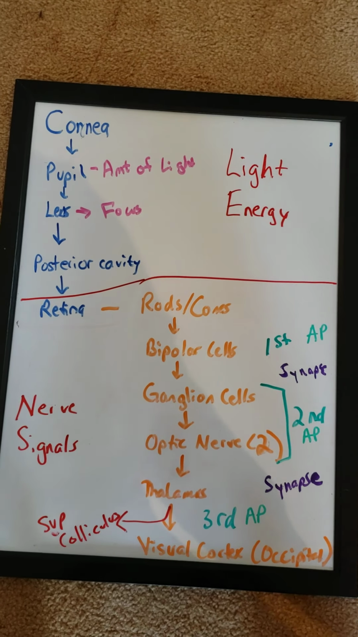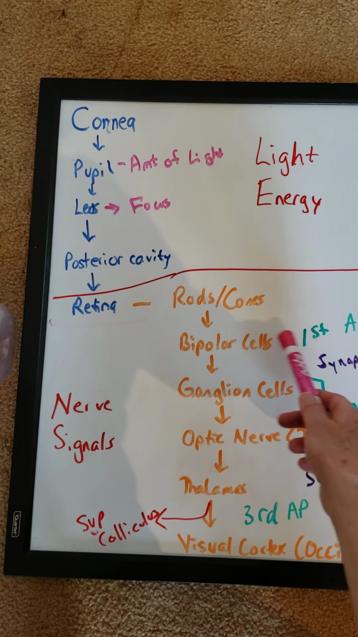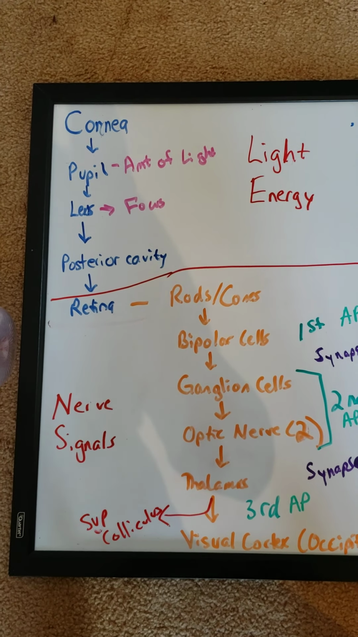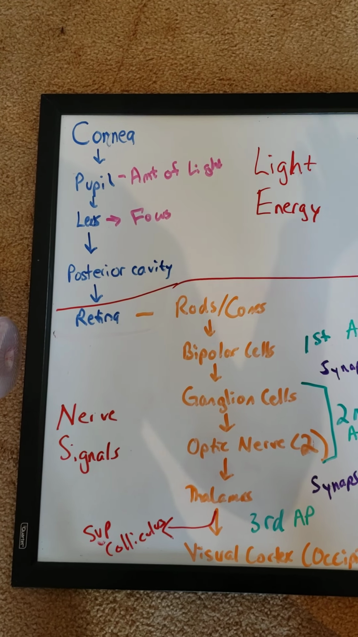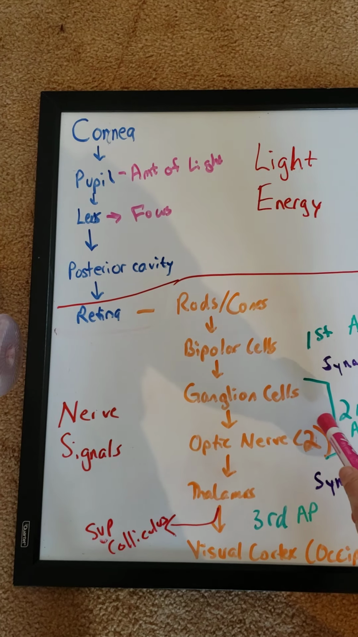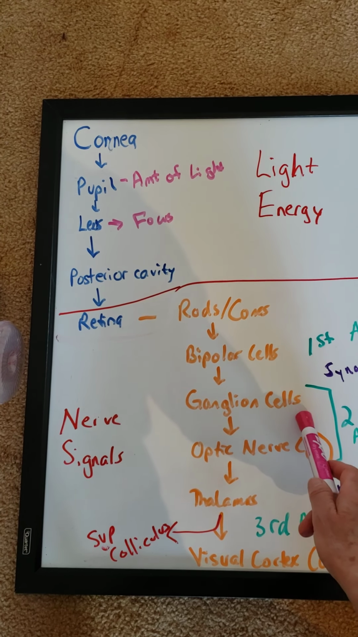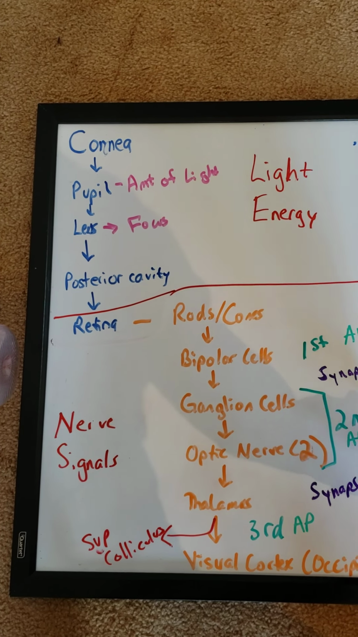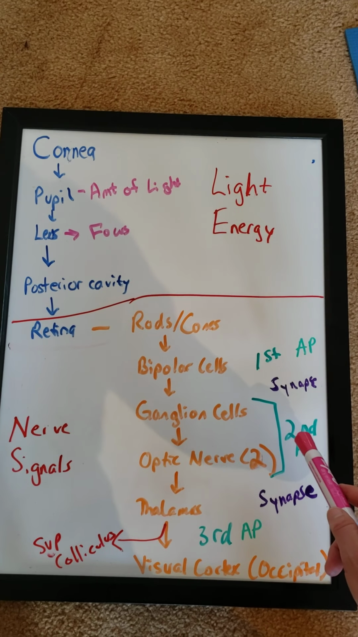Now let's talk about those other bits. The first order neuron is actually the same as the bipolar cells. Remember, these are ascending sensory tracts, so they're made up of first, second, and third order neurons. The second order neuron in this ascending tract is composed of the ganglion cells, the axons of which come together to form the optic nerve. So the second order neuron is these ganglion cells and optic nerve.